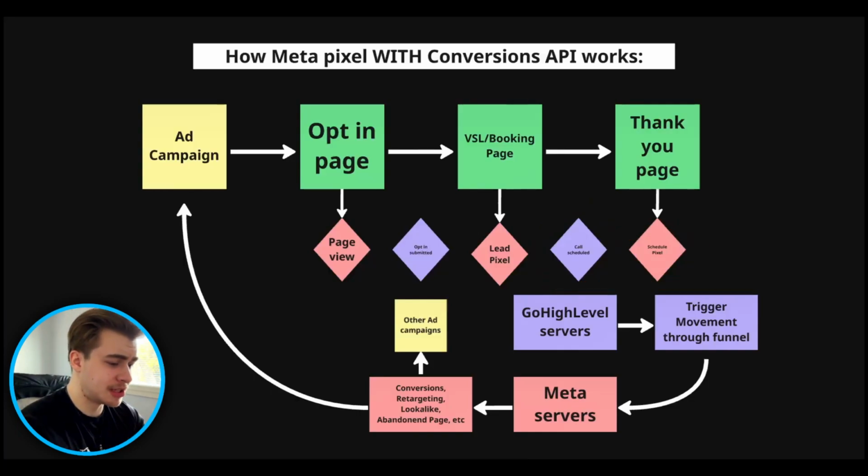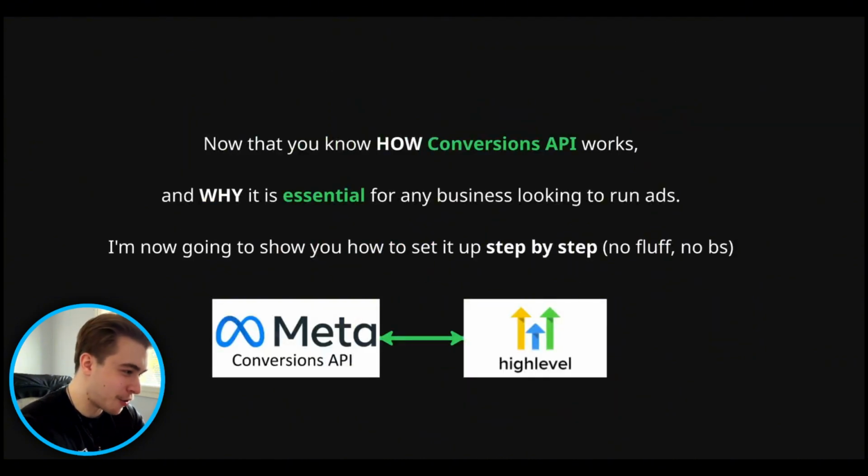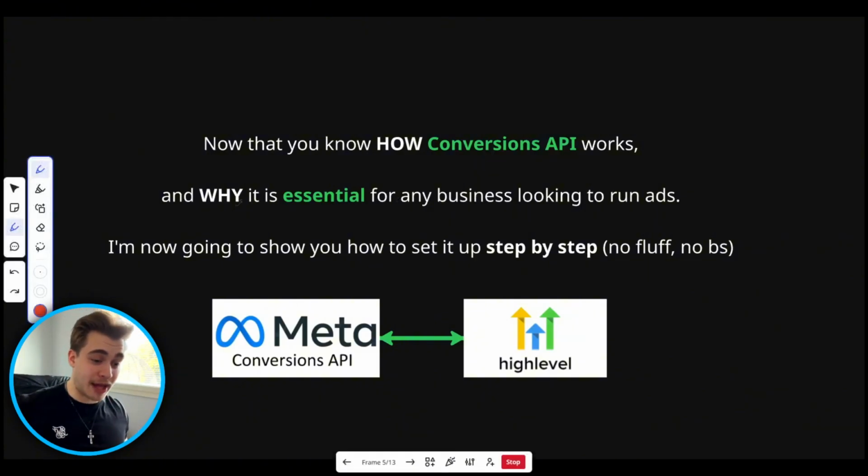And when we have this system in place, we should be seeing around 90% more accurate tracking rates, because we are not dependent on the user consent and browser cookies to track this data, because we have Go High Level on the backend tracking this data for us. So now that you know how Conversions API works and why it is absolutely essential for any business owner looking to run ads, I'm gonna show you how to set it up step by step without any fluff or BS, so let's get into that.